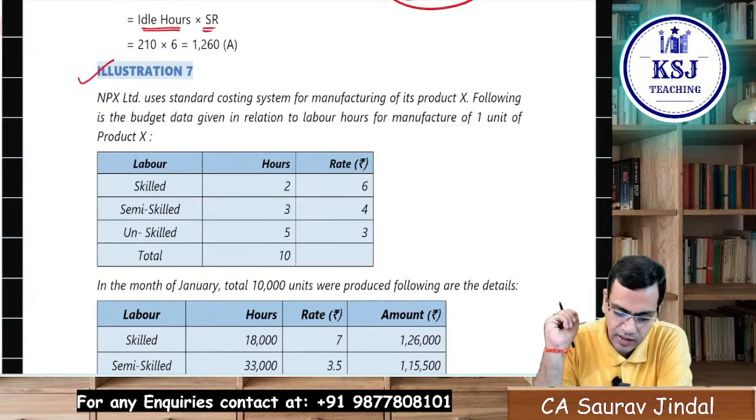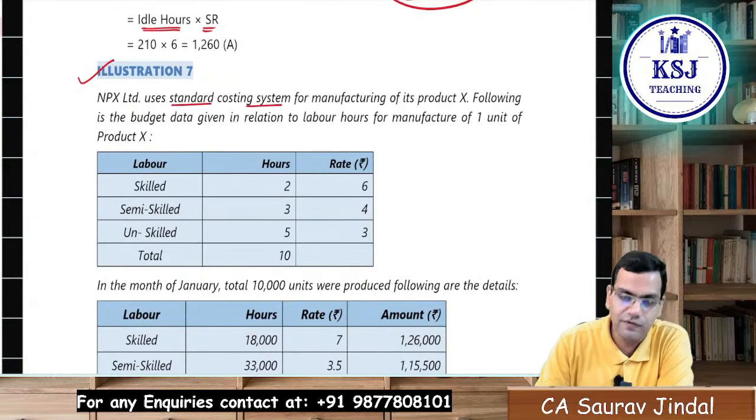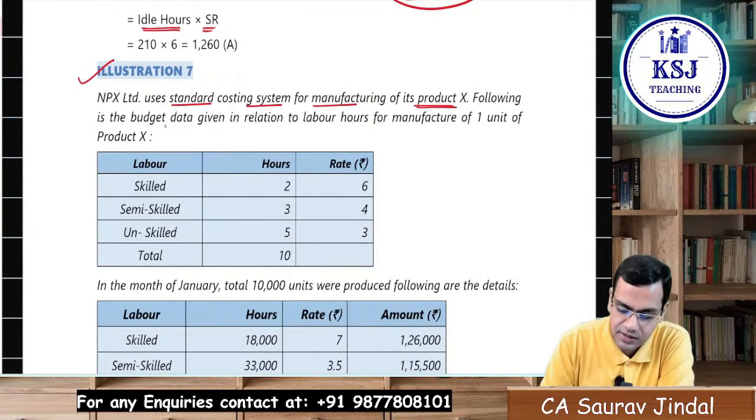So let's continue. NPX Limited uses the standard costing system for manufacturing of its product X. The following is the budget data given in relation to the labor hours for manufacture of 1 unit of product X.